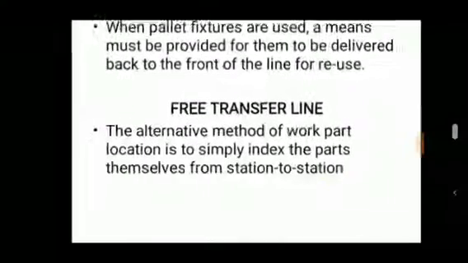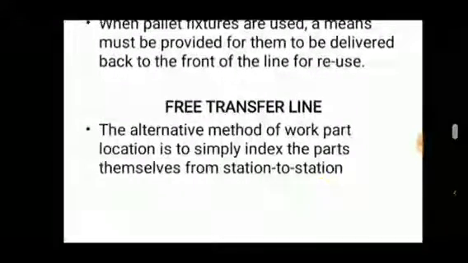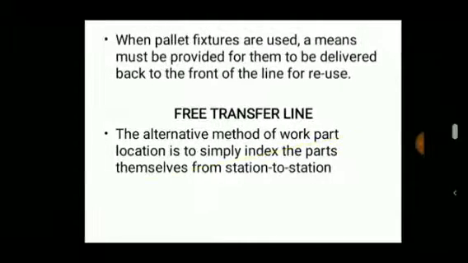Then the free transfer line. The alternate method of work part location is to simply index the parts themselves from station to station, that is, bringing the part to the drilling station and then bringing the part to the milling station, moving it manually between separate stations.